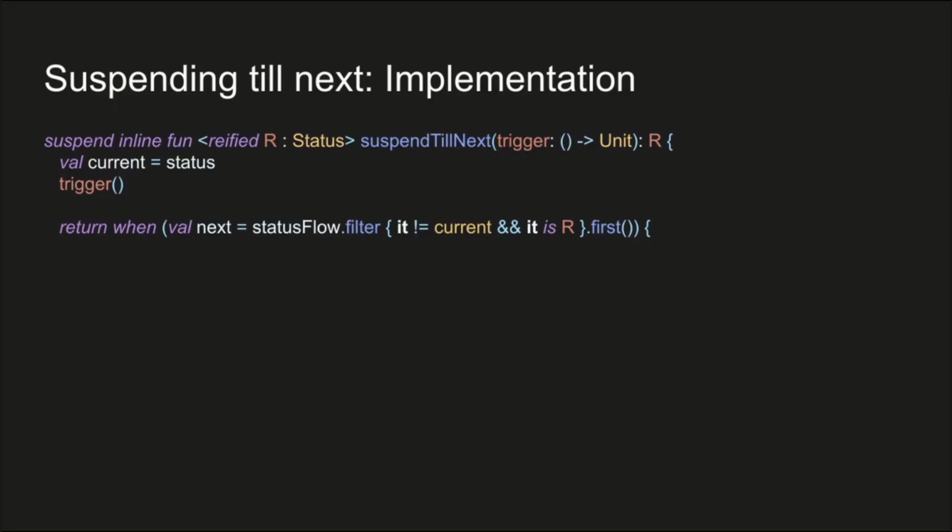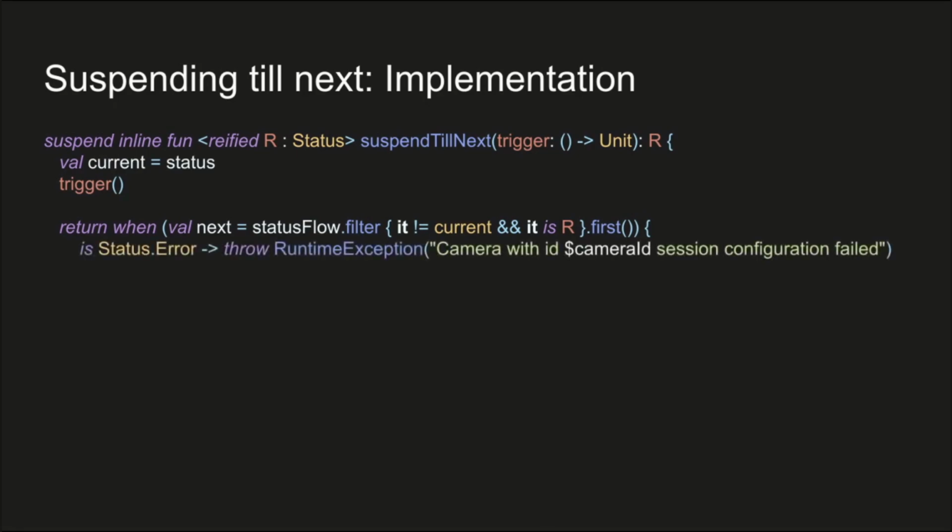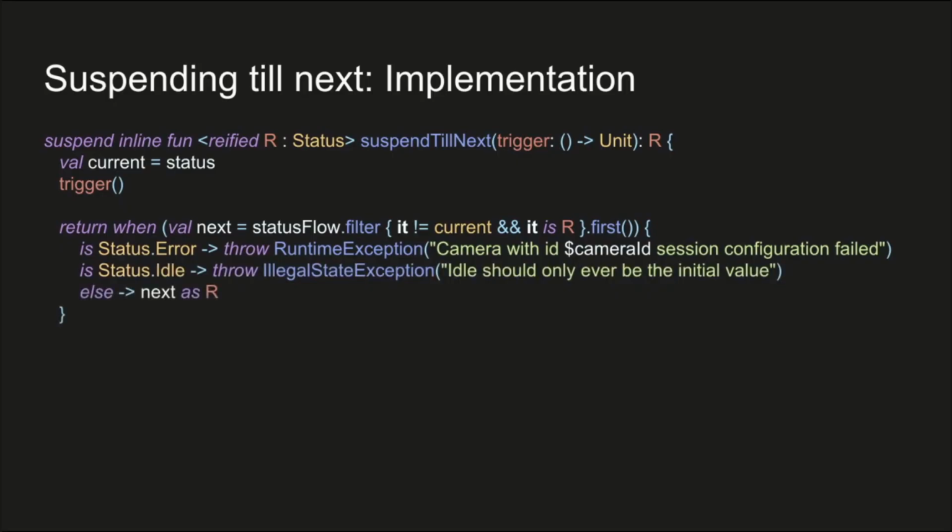So in other words, I am suspending till I get the callback I want. And then if it's an error, throw an exception. If the camera was idle, this shouldn't happen. Idle should only ever be the initial value. But now I have something that will suspend till the next time I see something.